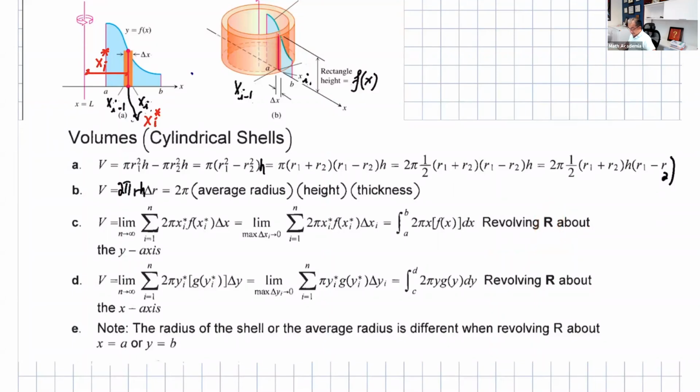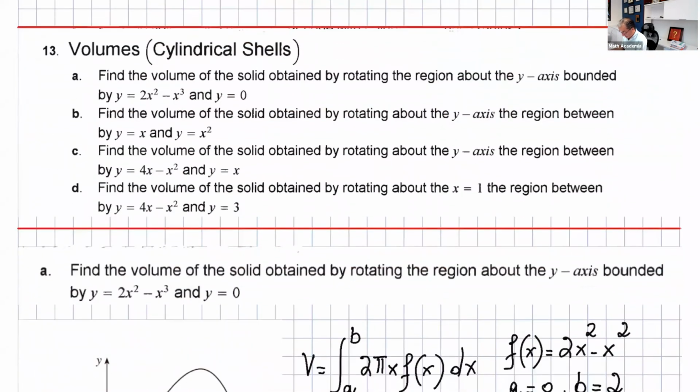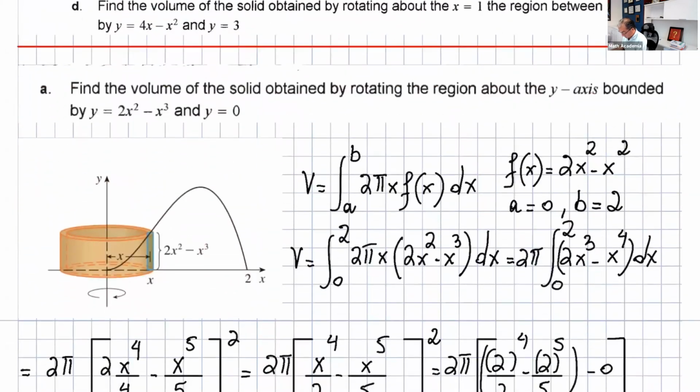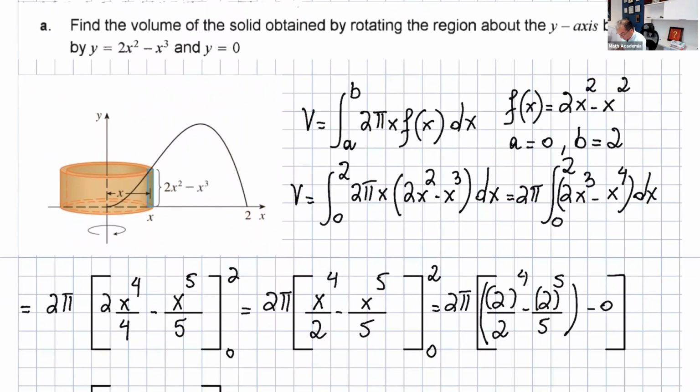You can have the same thing we learned in the last lecture, that you can revolve it about the x-axis. So the notation changes. Basically what you have is 2 pi y g of y dy when it's revolved about the x-axis. Little note here, the radius of the shell, or the average radius, is different when revolving the region about x equals a and y equals b, when they're not the x-axis and the y-axis, and I do have an example. I think the example will clear this out. I chose some examples here for you, and I went over all of them. So let's solve some problems.